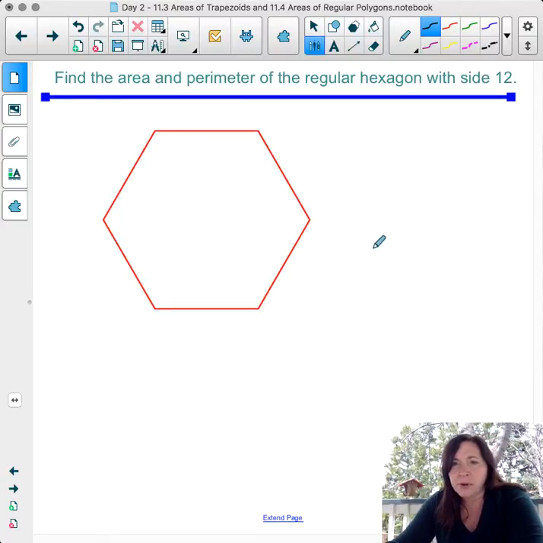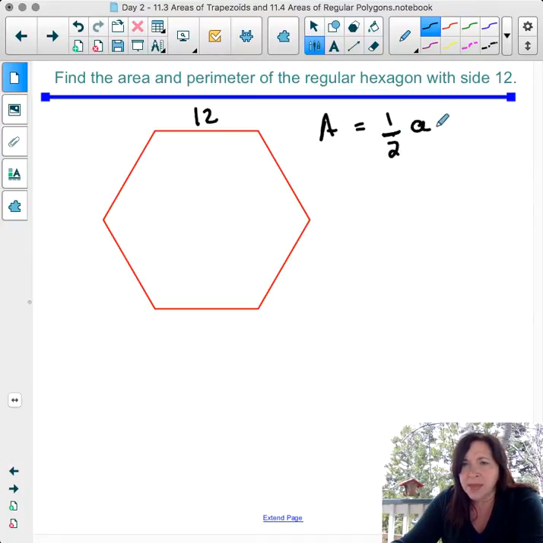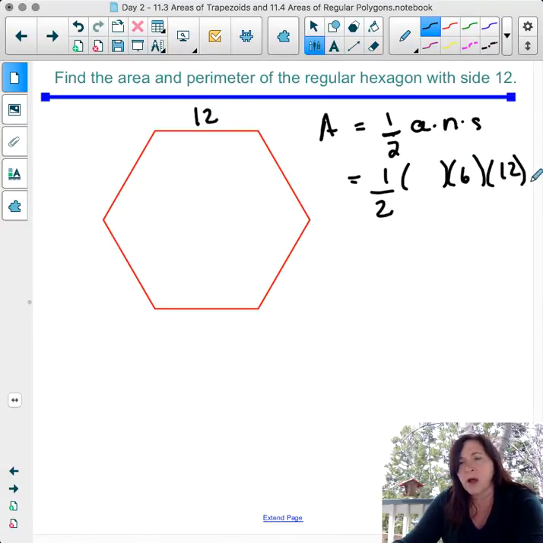Find the area and the perimeter of a regular hexagon that has side of 12. So if one length is 12, this is a hexagon. So the area of my polygon is going to be 1/2 a s n, apothem times number of sides times length of one side. So I have 1/2 my apothem, don't know that. I know 6 sides, and the length of one side is 12. All I need to do now is to find my apothem.